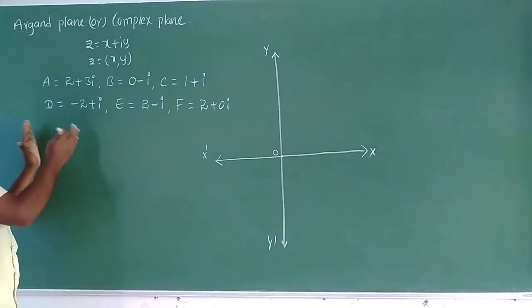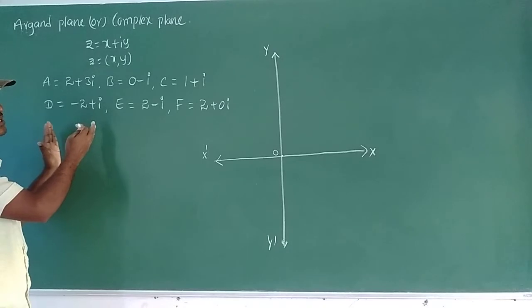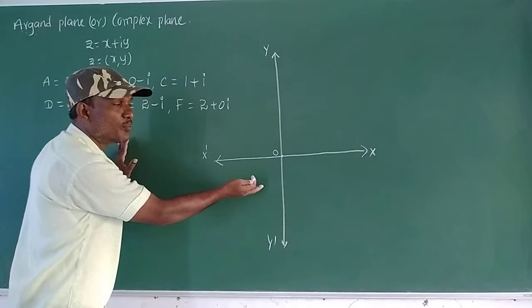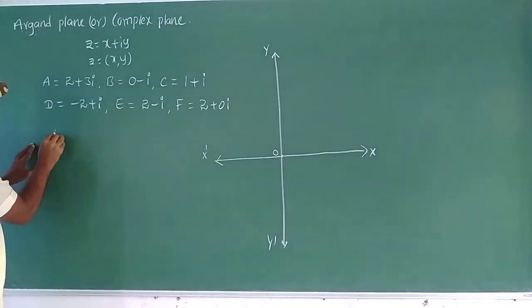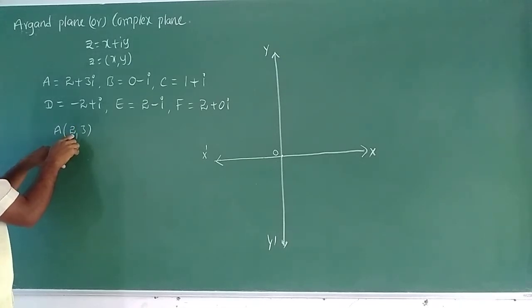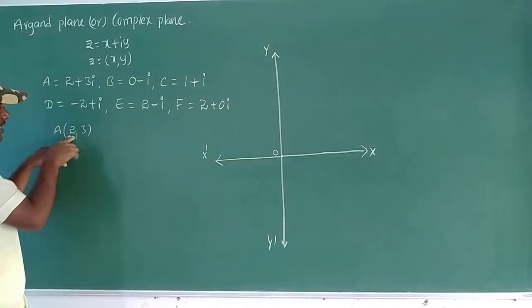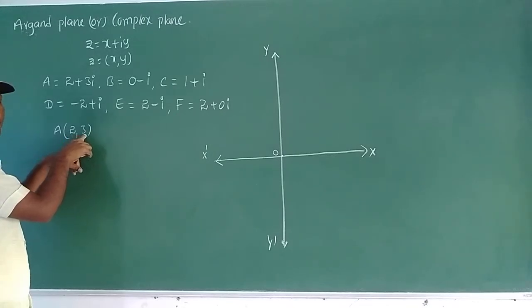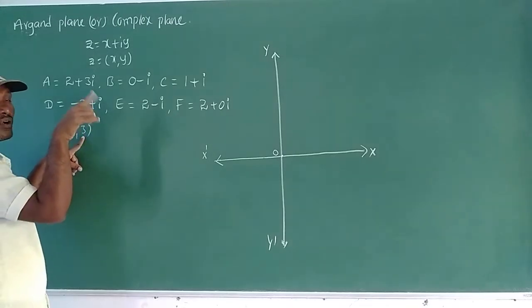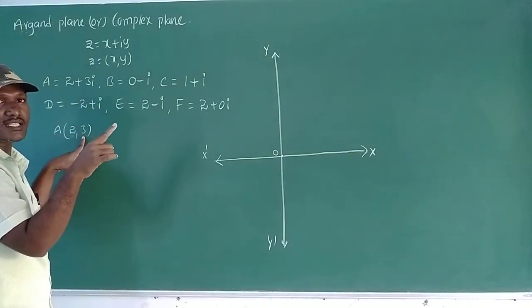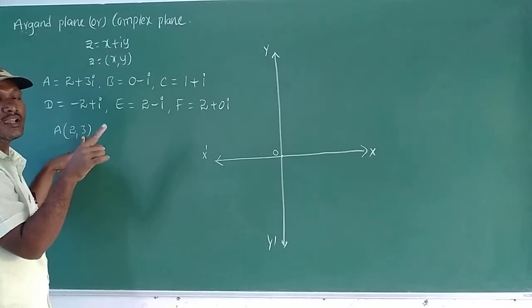Okay. I will take some complex numbers. These complex numbers are represented in the XY plane. First of all, the ordered pair: A is the point (2, 3). This is the real part and the imaginary part. The real part is represented on the x-axis. That's why the x-axis is called the real axis. The imaginary coefficient is represented on the y-axis. That's why the y-axis is called the imaginary axis.